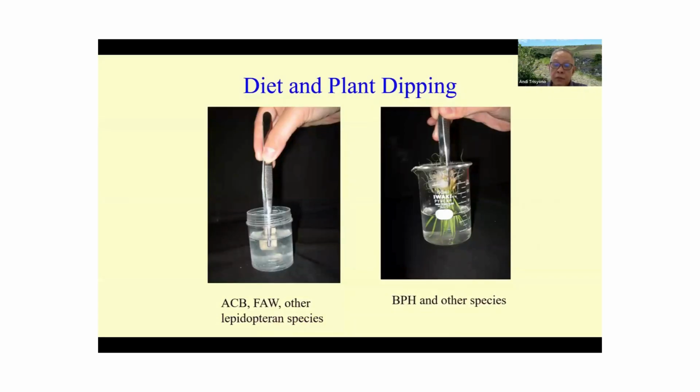This is also another example of dipping. When you have an artificial diet, the artificial diet can also be dipped into the solution. In the case of brown planthopper, we use the rice seedling, and we usually keep the whole thing, including the roots of the seedlings, and we air dry it and then put it in the place that we want to use for releasing the larvae.